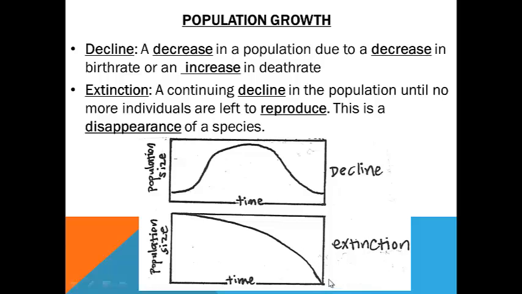If you compare it to the decline, you have it decreasing, and then it starts to level off to where either the death rate decreases or the birth rate increases, and the population starts to grow still.